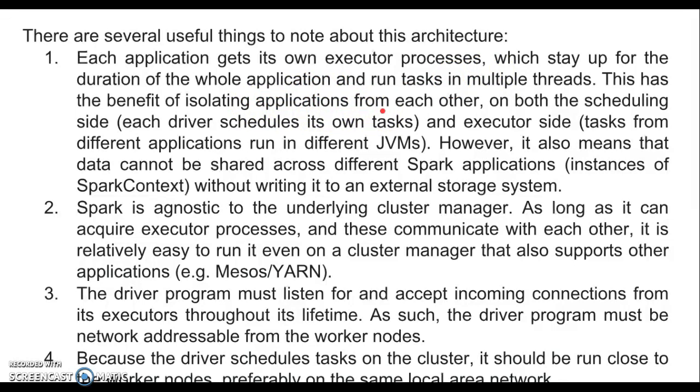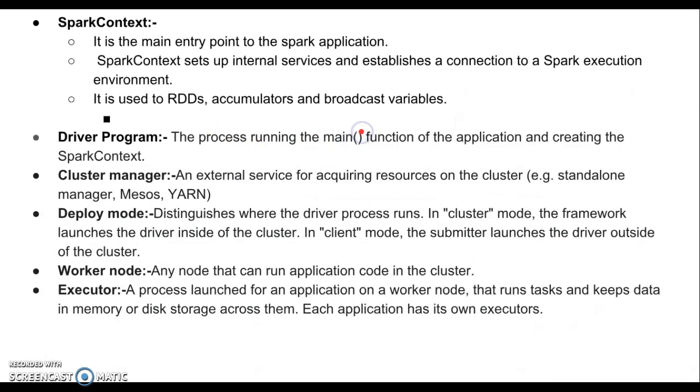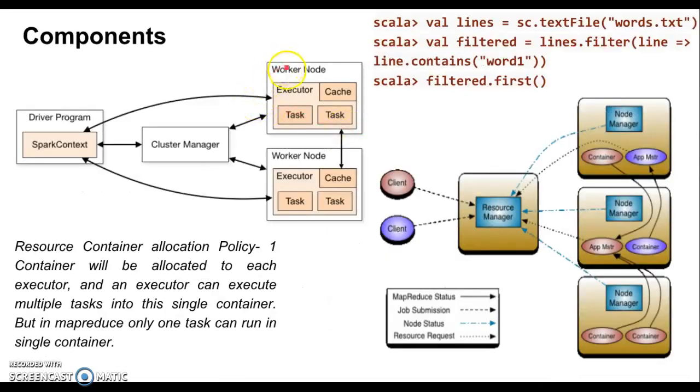On the scheduling side, each driver schedules its own tasks, and on the executor side, tasks from different applications run in different JVMs. However, it also means that data cannot be shared across different applications. So what does it mean? It means that each application has its own Spark context. If you have a different Spark context, then you have a different driver. If you have a different driver, it will create different tasks, and there can be multiple executors running on a single worker node.